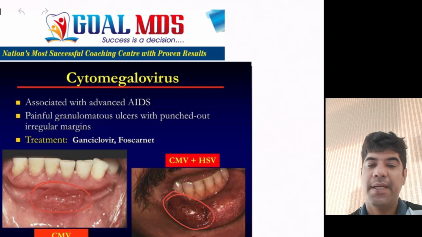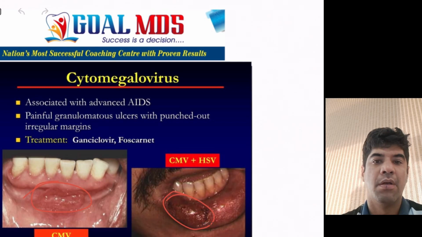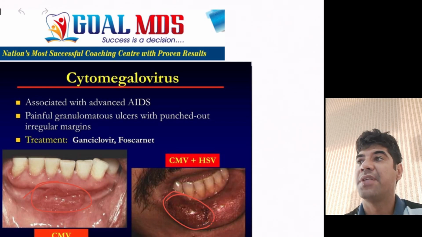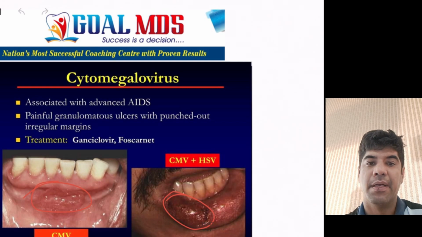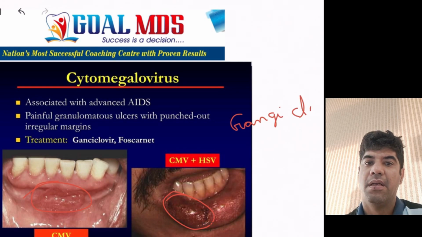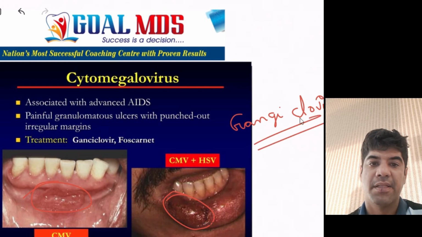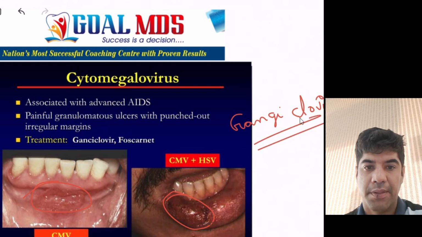So what is the treatment? Cytomegalovirus usually goes away on its own, but the immunosuppressed patient may need treatment. The treatment of choice is ganciclovir, and other antiviral drugs could be given.